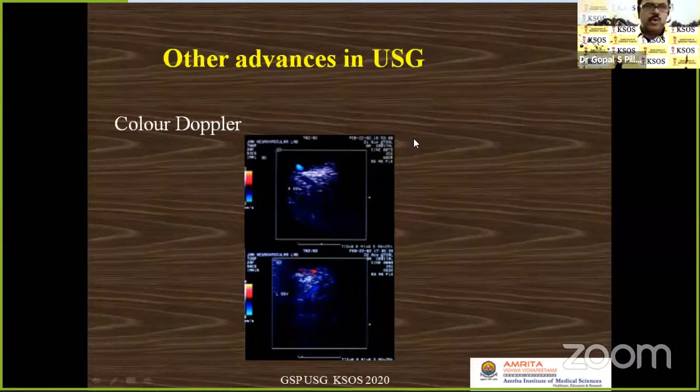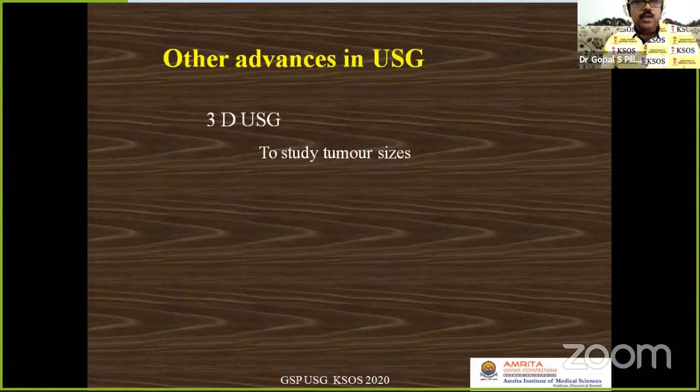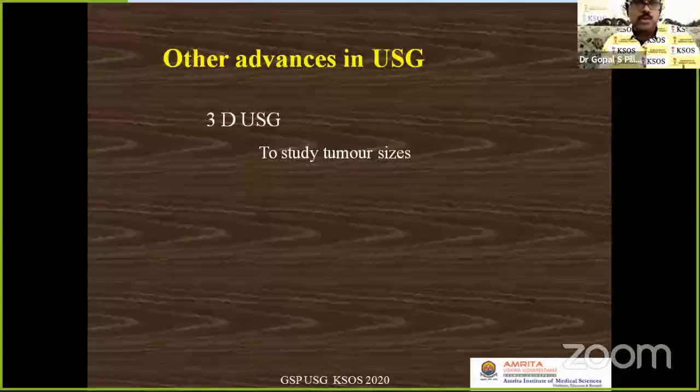And ultrasound can also help in color Doppler. You can see the blood flow through the ophthalmic artery. You can see the blood flow through the central retinal artery. And also you can see tumor circulation. So 3D ultrasound is also used to measure the tumor sizes.